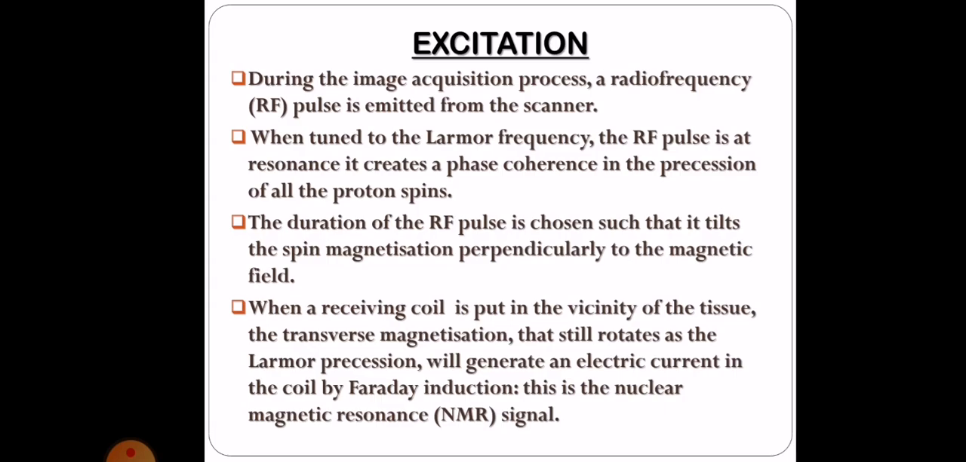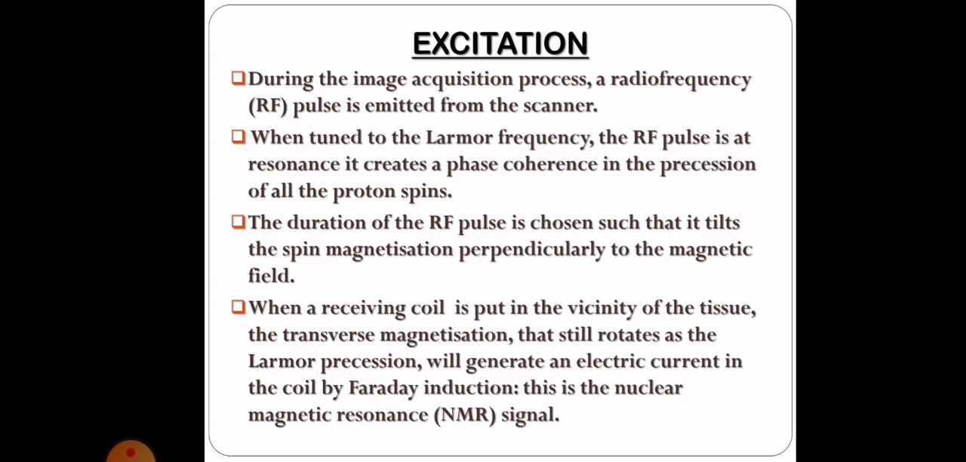How does it excite during the image acquisition process? A radio frequency pulse is emitted from the scanner when the patient is situated on the table and the table goes inside the machine. When tuned to the Larmor frequency, the RF pulse is at resonance and creates phase coherence in the precession of all proton spins. When the RF pulse is given, the proton spins and it creates resonance.